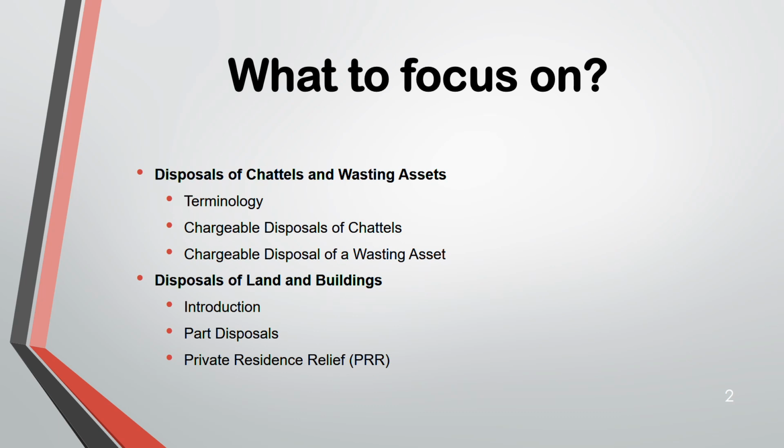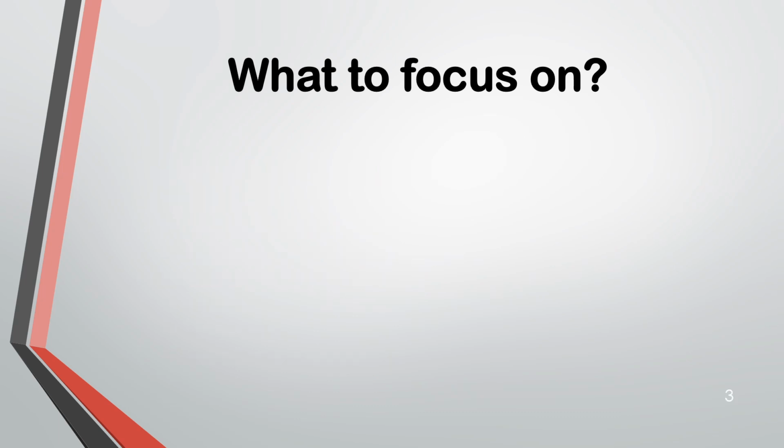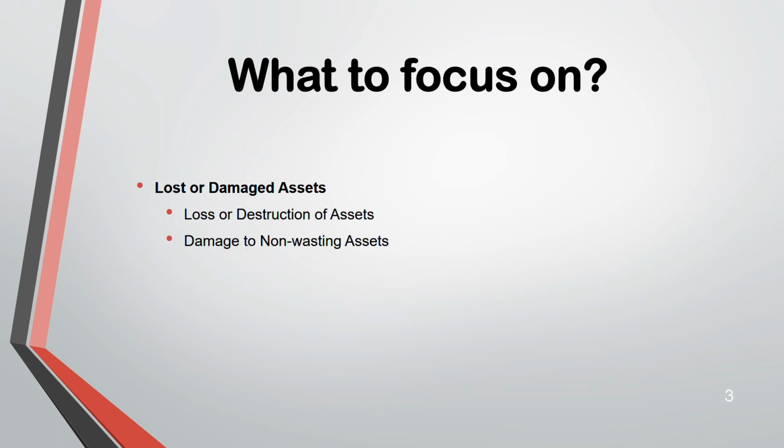Part disposal means when you are not disposing of the entire land or buildings, only part of it. Then when an asset is lost or damaged: loss or destruction, damage to non-vesting assets. Remember, loss and damage are treated separately. They are not the same thing. Loss of an asset is something else, damage of an asset is something else. And finally we are going to conclude: which part of the syllabus did we cover, summarize the entire lecture, and then technical articles. Are there any technical articles available on this lecture?